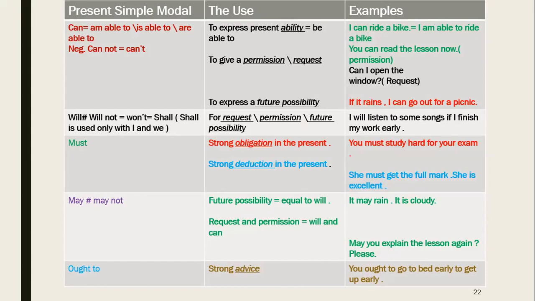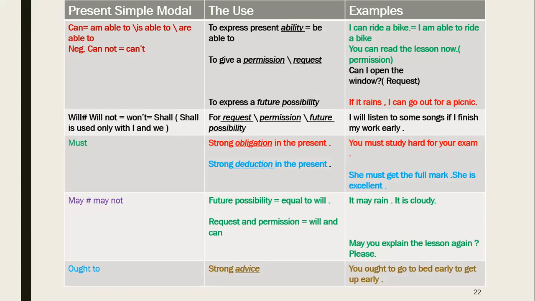What about can? Can in the present form is equivalent to am able to, is able to, or are able to. And if we want to change into negative, it is cannot, or can't in a short form. What is the use of can? Can is used to express present ability. I can read English well. I'm able to read English well. He can play football. He is able to play football.